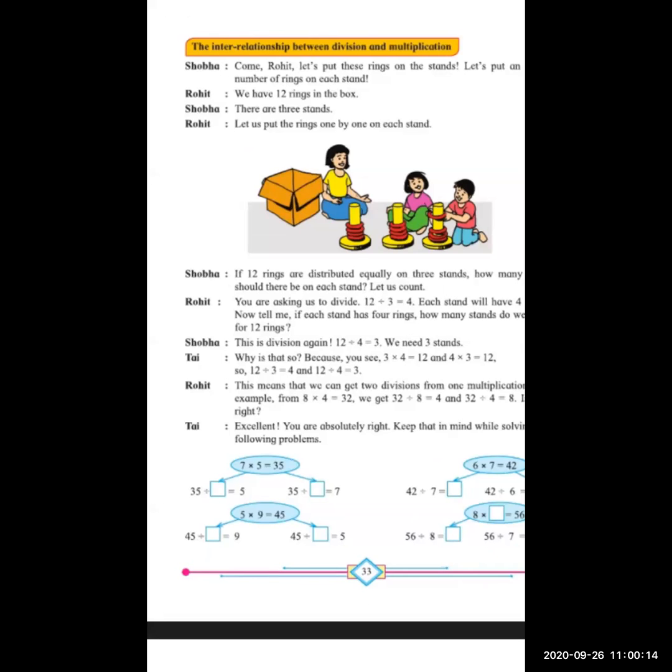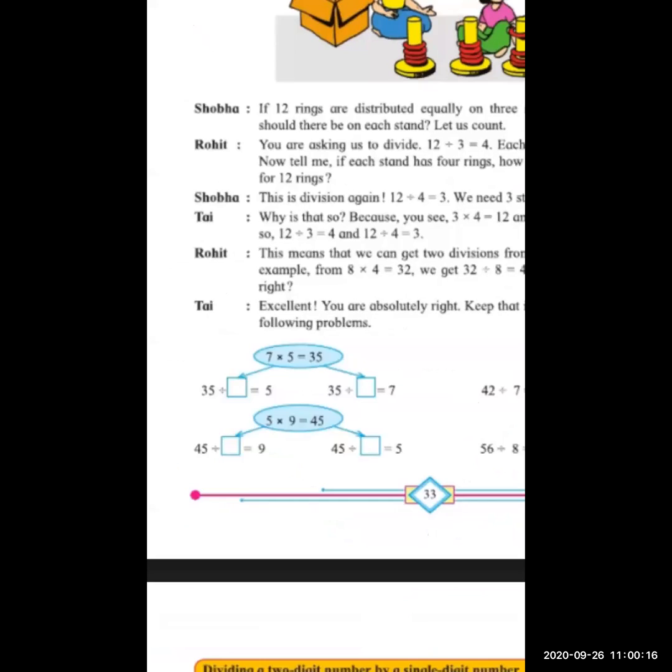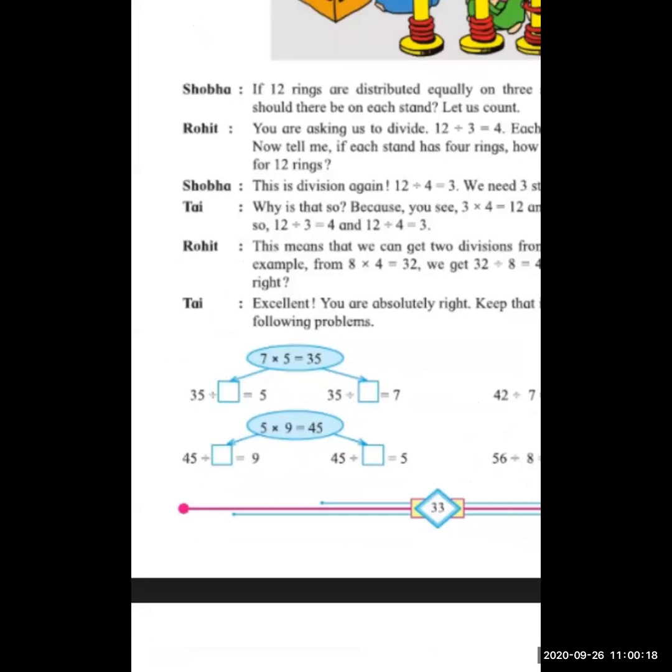Now look at here, some examples given to you. Everyone look at here properly. 35 divided by dash, it is given here. Everyone look at the red circle. One example given to you, that is 35 divided by dash is equal to 5. The answer is given to you.